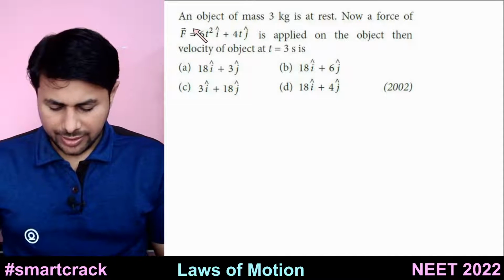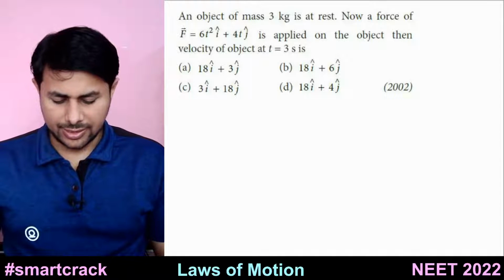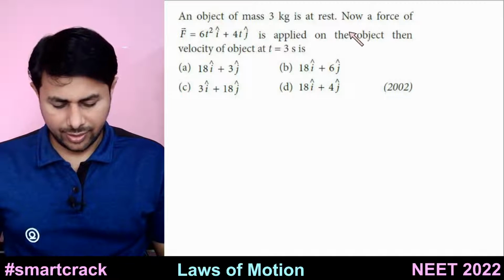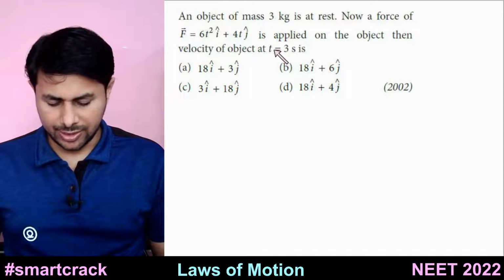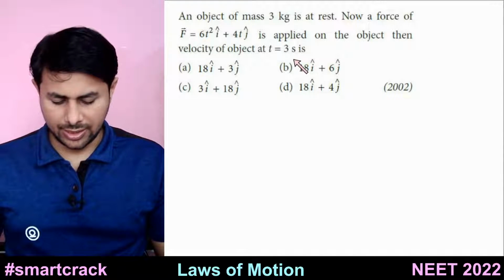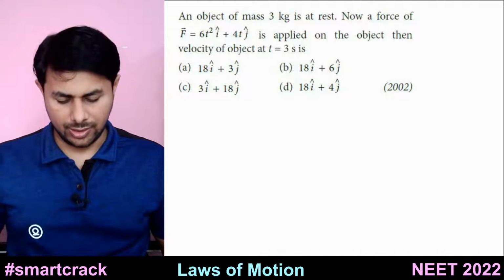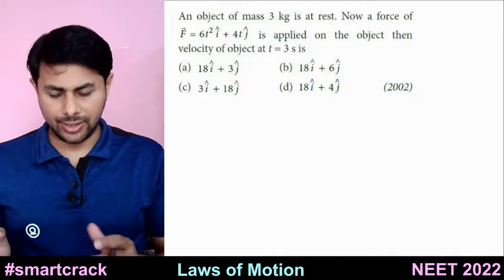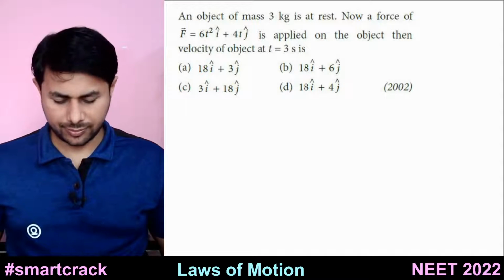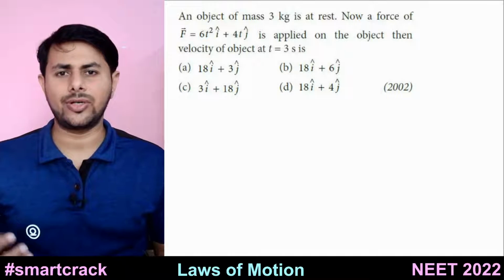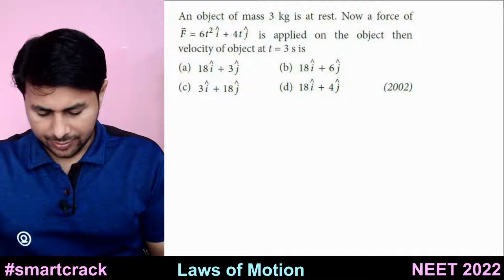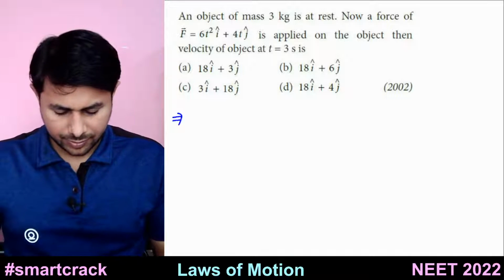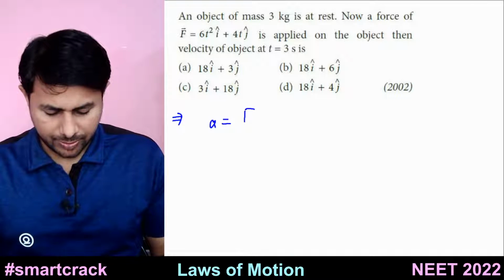The next problem is: an object of mass 3 kg is at rest. Now a force F equal to this expression is applied on the object, then what is the velocity of the object at t equals 3 seconds? We want to find velocity, and we are given force, so we need to find acceleration. Acceleration is force upon mass.